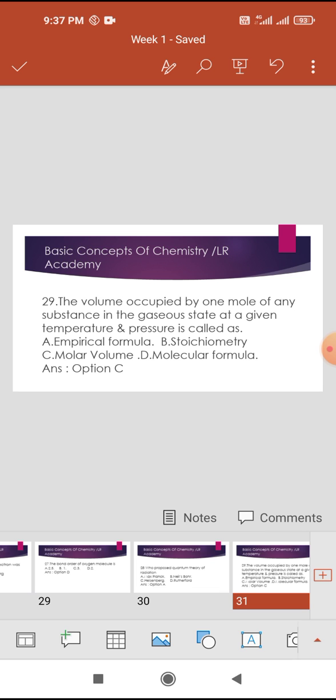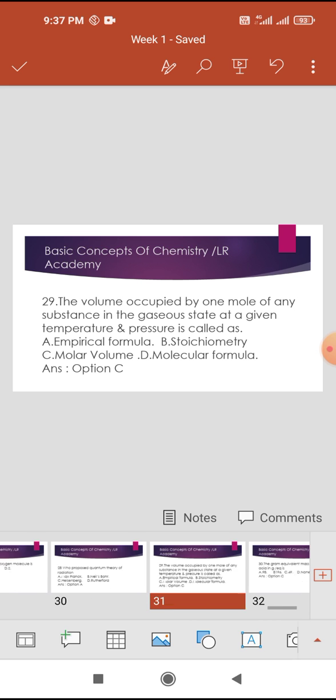Question number 29, the penultimate question. The volume occupied by 1 mole of any substance in the gaseous state at a given temperature and pressure is called as option A empirical formula, option B stoichiometry, option C molar volume, option D molecular formula. The right answer is molar volume, option C.